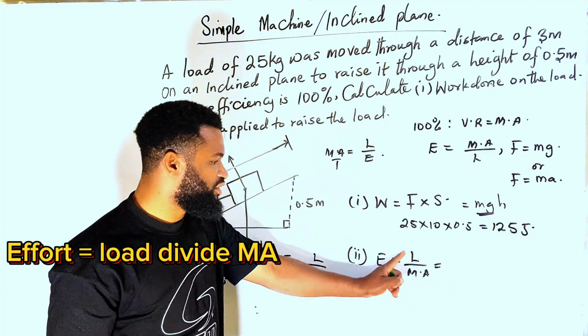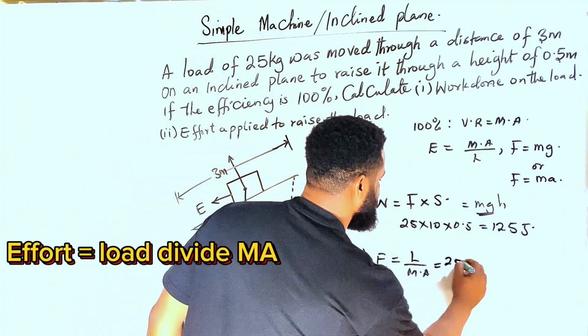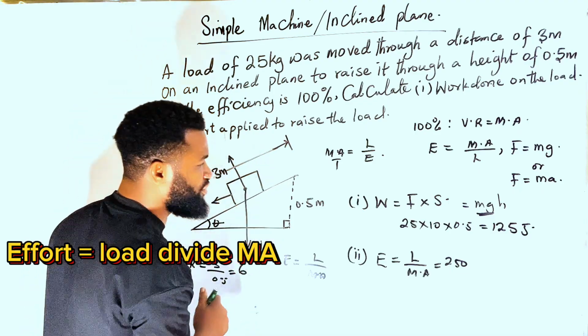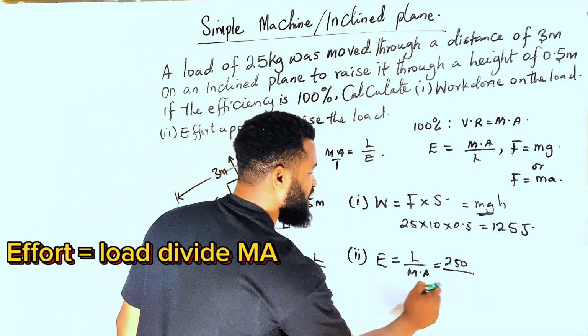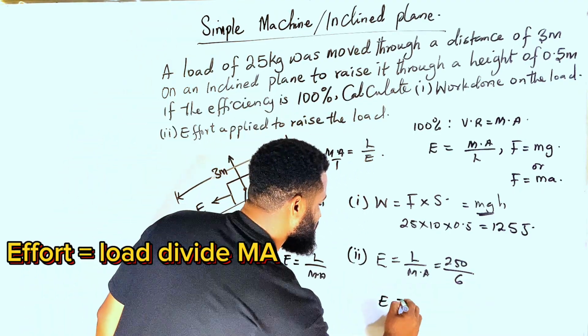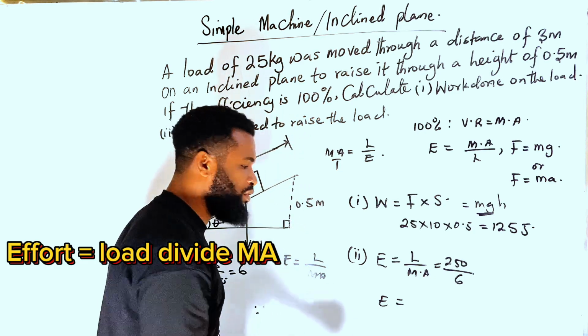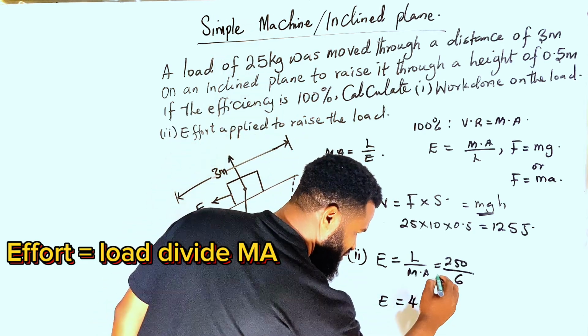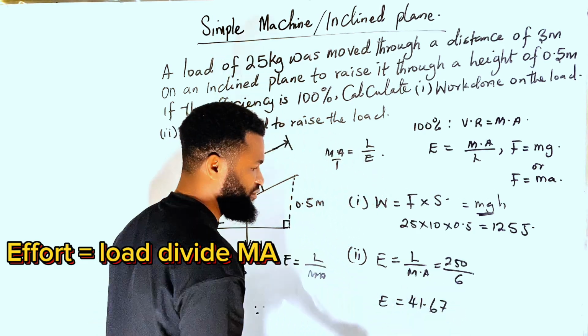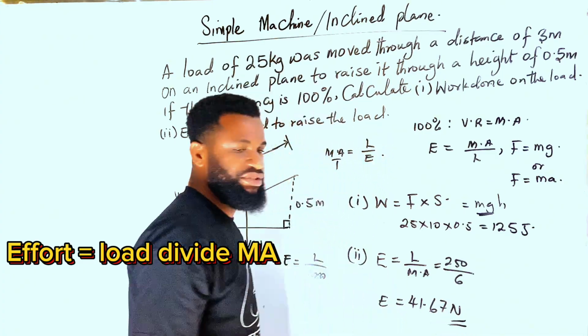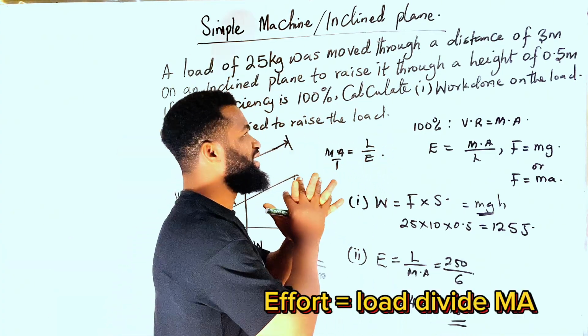So load there is 250. Remember, 25 times acceleration due to gravity, all over mechanical advantage, which is 6. So this is going to be 250 divided by 6, which is 41.67 Newton.